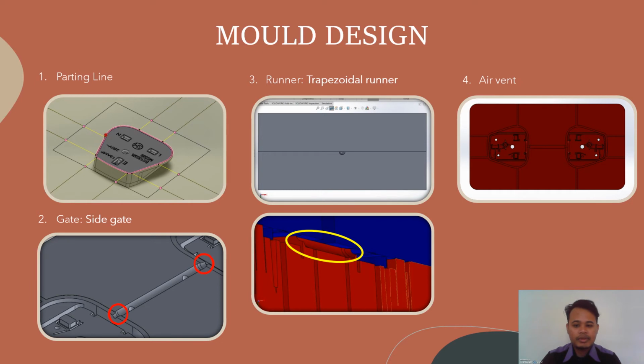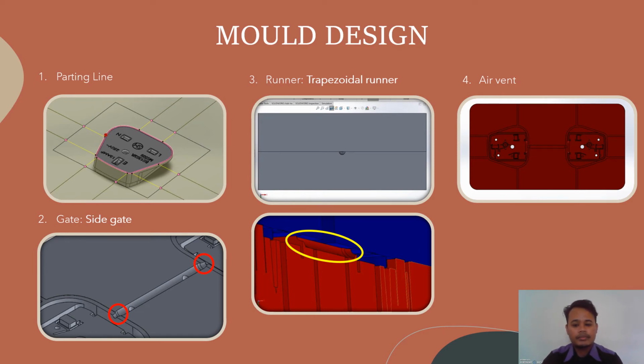Okay, my name is Muhammad Hakim. So I will present the process to create the core and cavity in this project, which is parting line, gate, runner, and vent. So the parting line is the dividing line that splits the core and cavity half of the mold part. It is sometimes the starting point for the mold parting surface, as shown in the slide.